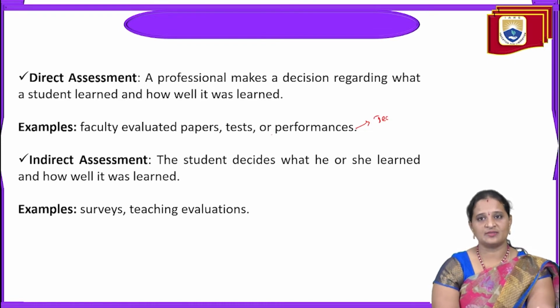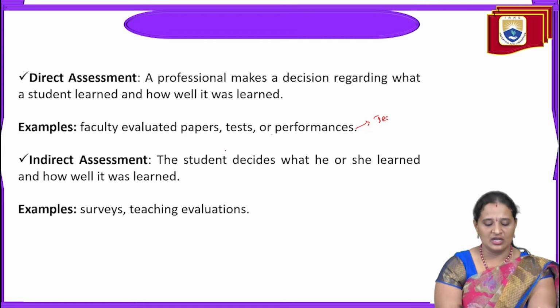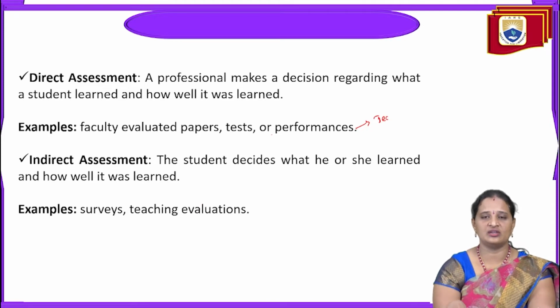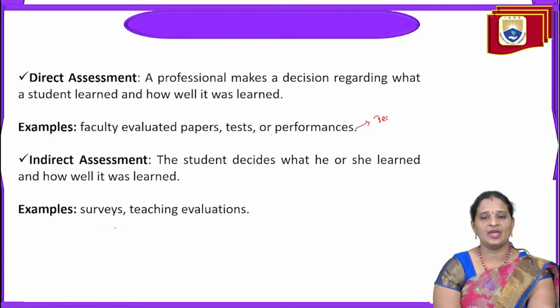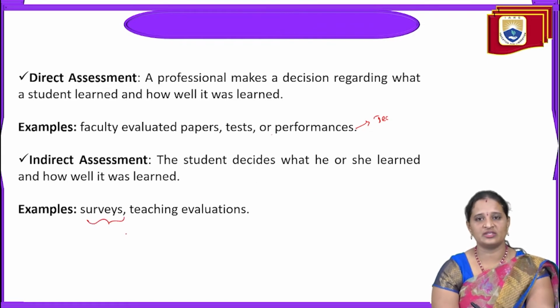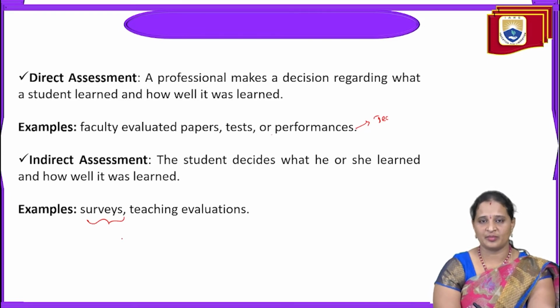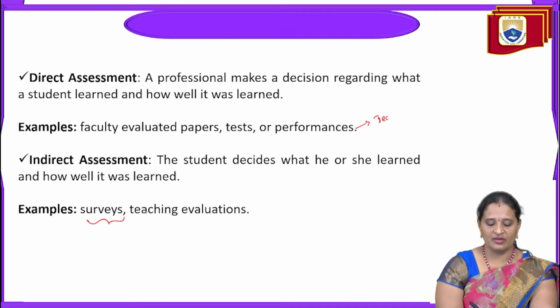Now, indirect assessment. So the student decides what he or she learned and how well it was learned. So the student itself decides what he or she learned and how well it was learned by the student. So the examples are survey and teaching evaluation. So that means survey or exit survey feedback will be taken from the graduates and even feedback from the parents. So like that, we will be taking some surveys from the stakeholders.